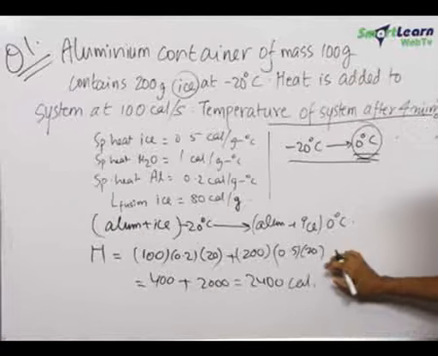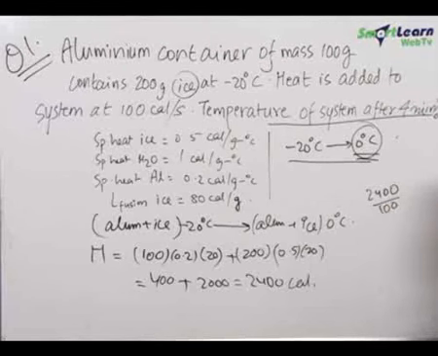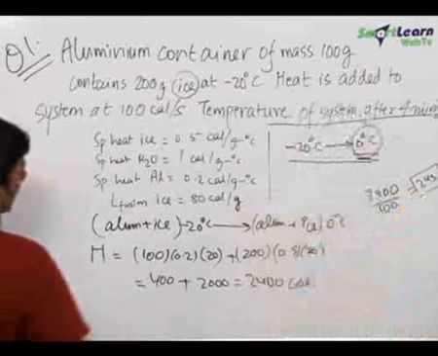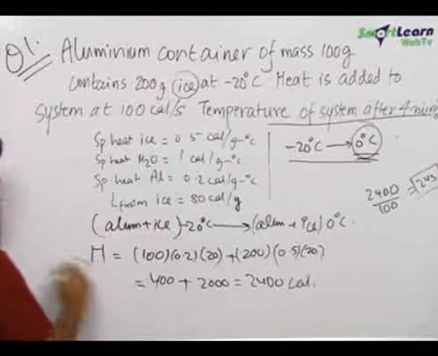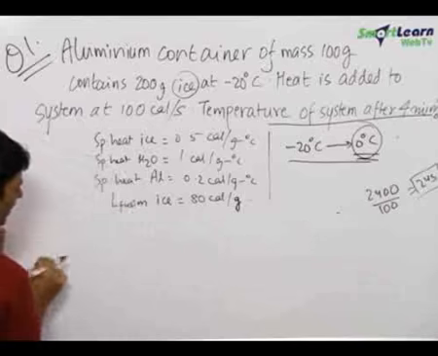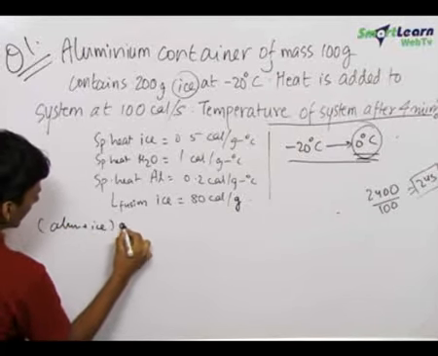Now the time this takes is equal to 2400 upon 100 calories per second, that is equal to 24 seconds. So we are done with only 24 seconds now, and the total time that we have is equal to 4 minutes. So we can heat the system more. Now our system is aluminium plus ice at 0 degrees Celsius.